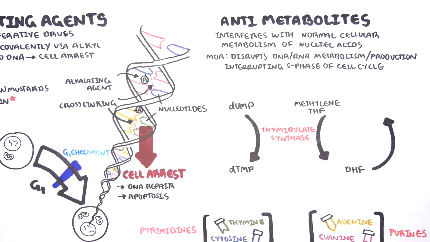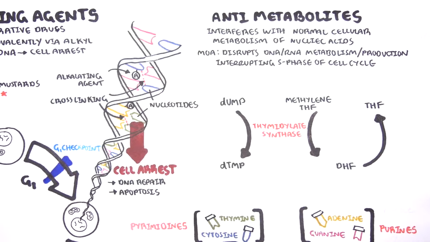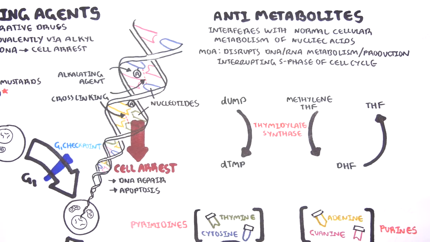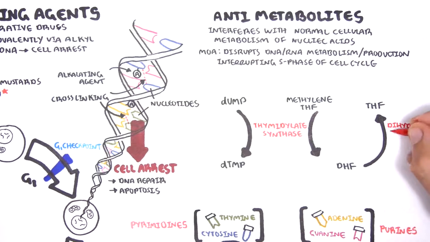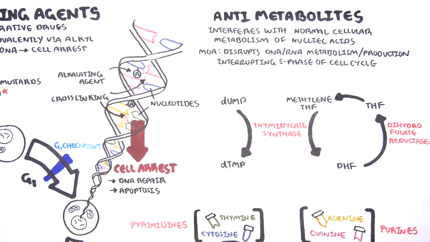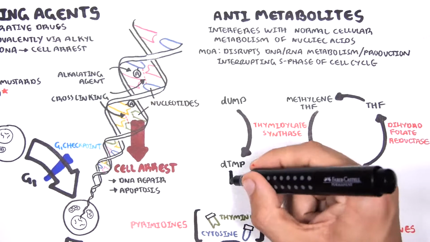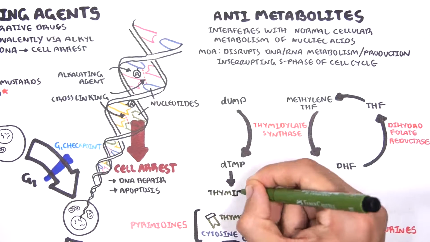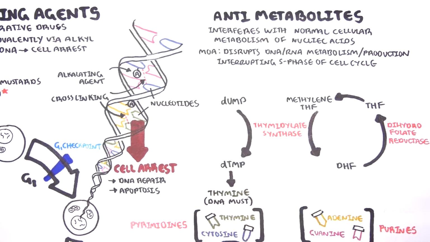Dihydrofolate is converted to tetrahydrofolate by another important enzyme, dihydrofolate reductase. Tetrahydrofolate becomes methyl tetrahydrofolate once again. So this whole reaction involving these two enzymes, thymidylate synthase and dihydrofolate reductase, is important in order to make DNA. By interrupting either of these two enzymes, you are essentially disrupting thymidine synthesis, and thus DNA synthesis.